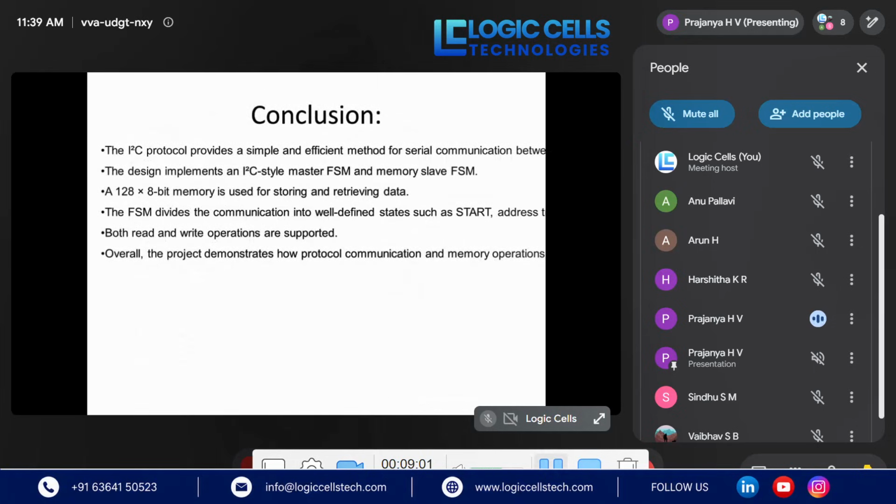Conclusion: the I2C protocol provides a simple and efficient method for serial communication. The design implements an I2C-style master FSM and memory slave FSM. A 128 x 8-bit memory is used for storing and retrieving the data. The FSM divides the communication into well-defined states, such as start to complete. Both read and write operations are supported. Overall, the project demonstrates how the protocol communicates and operates.